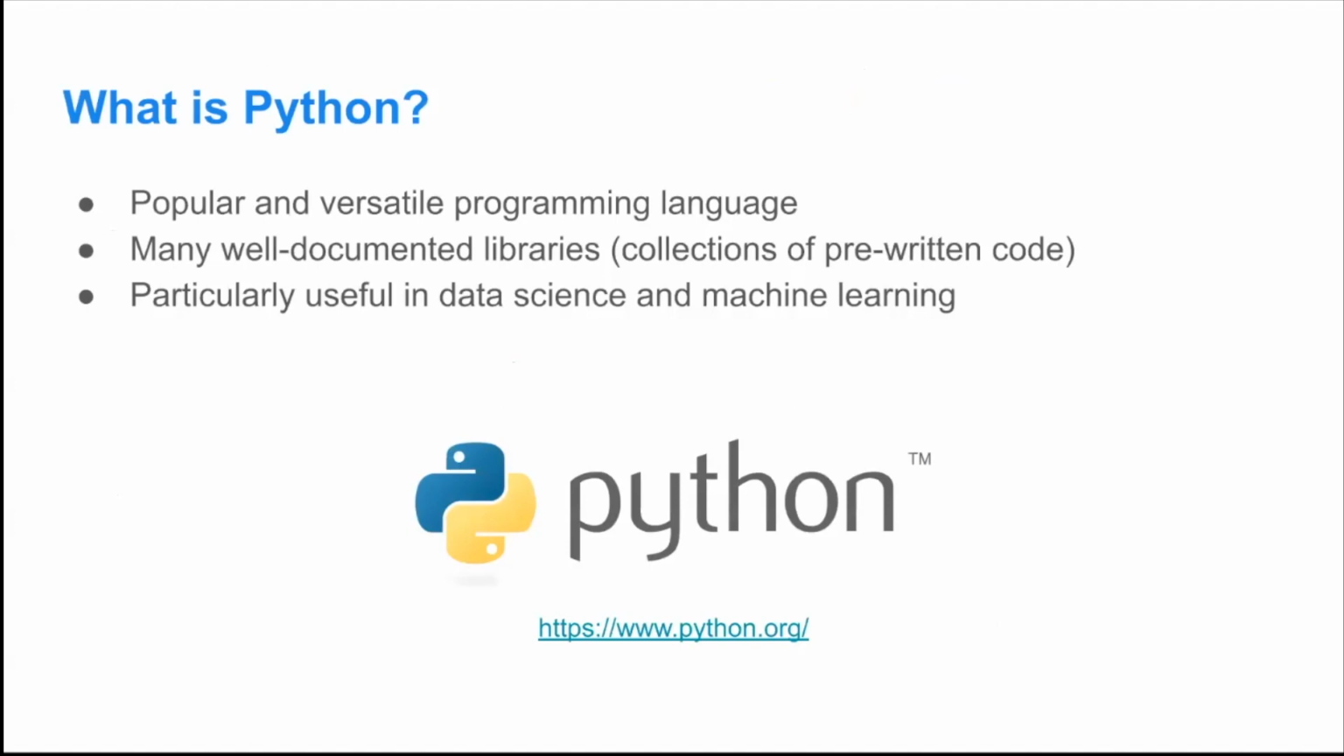So what is Python exactly? It's a popular and versatile programming language, and it has a large user base, as well as many well-documented libraries, which are basically collections of pre-written code that are designed to complete some task or centered around a theme. And because of its large user base and the large number of libraries that Python has, it's also particularly useful in the data science and machine learning fields, which is why we're using Python in this course.